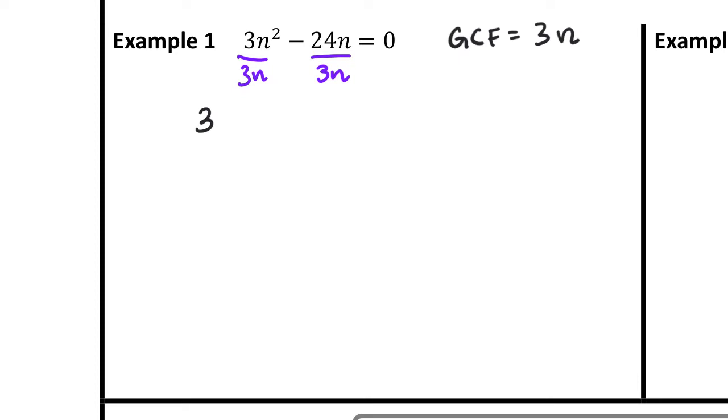So that's what I'm going to divide both of these by. And then I'm going to put the GCF in the front, set up my parentheses, equal to 0, and divide. So 3n squared divided by 3n leaves me with n. And n divided by n cancels. Negative 24 divided by 3 is negative 8.